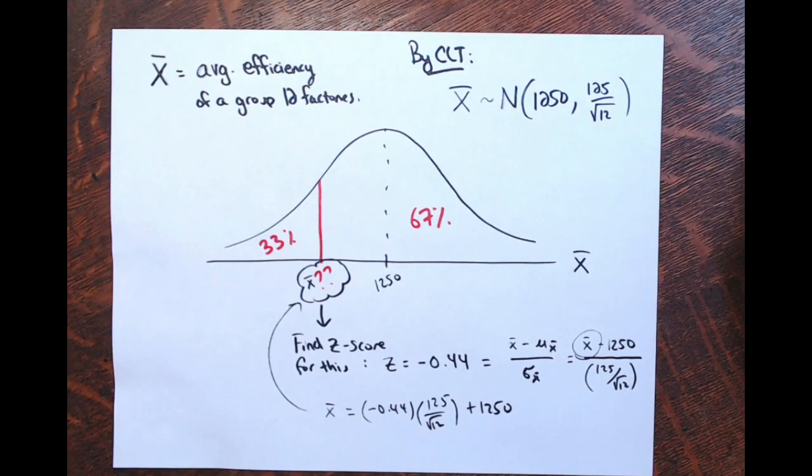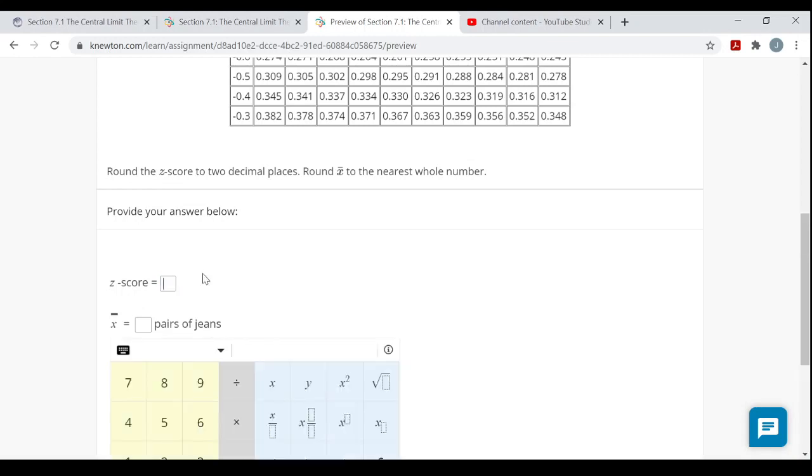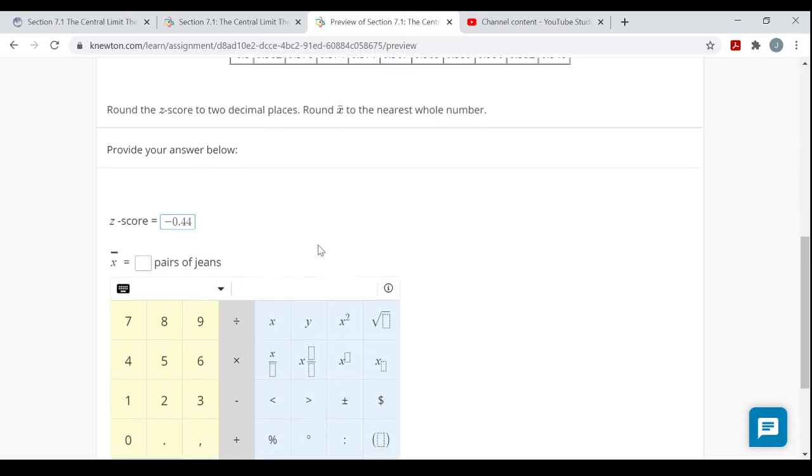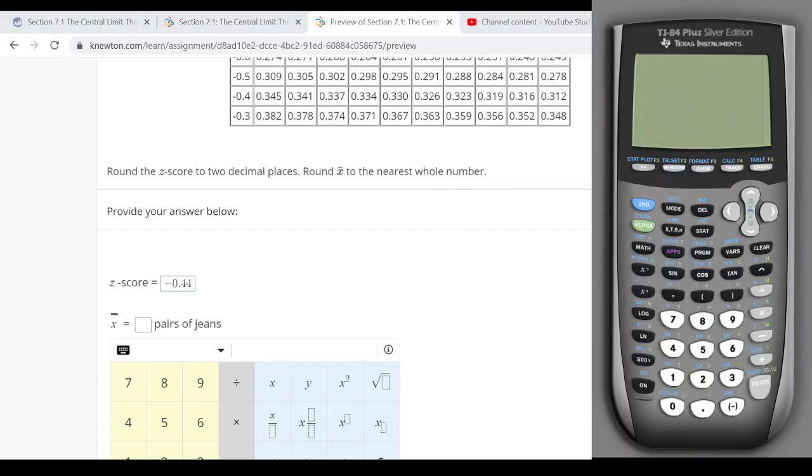So what I'm going to do now, going back to the website, they said z-score two decimal places. Okay, so that was the negative 0.44. Got that. And that was exact, and I didn't have to worry about going over 33%. And then round x-bar to the nearest whole number. Alright, so this won't be so bad, probably not as bad as rounding to two decimal places. So let me pull the calculator up.